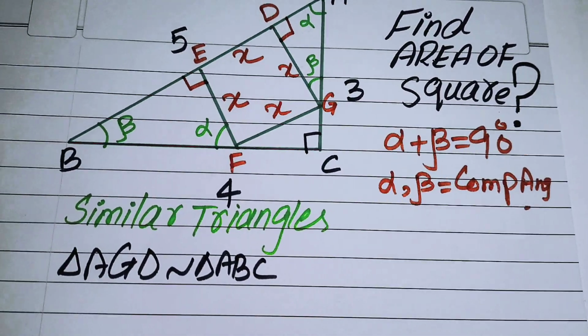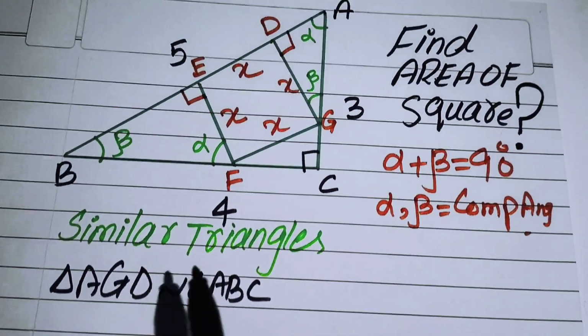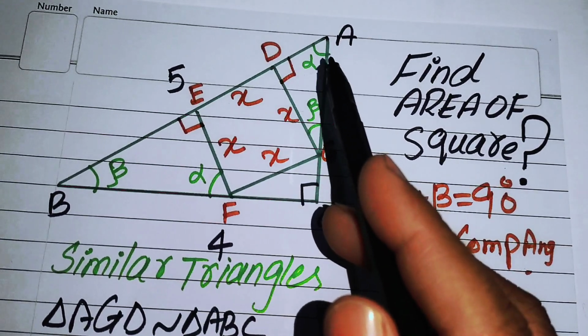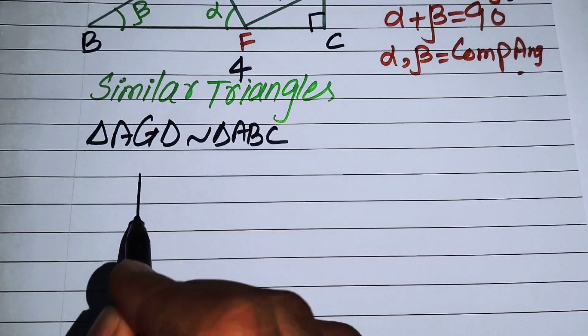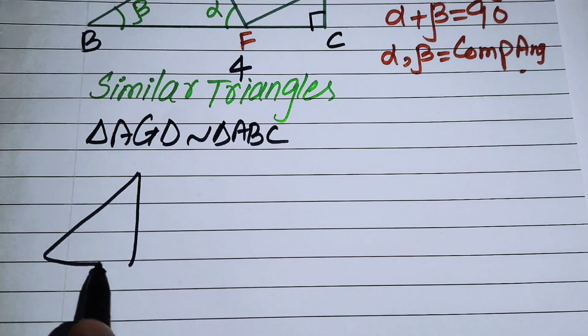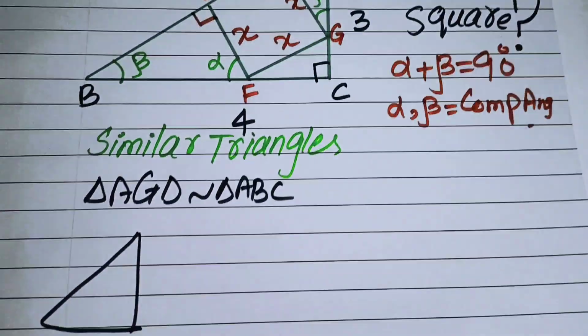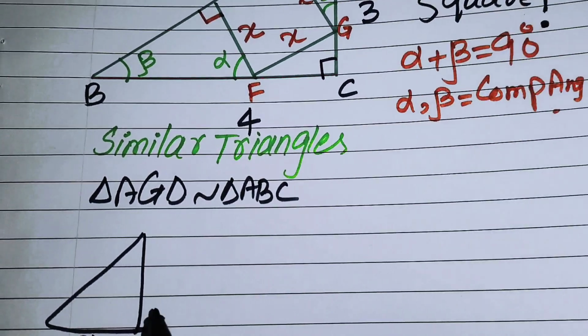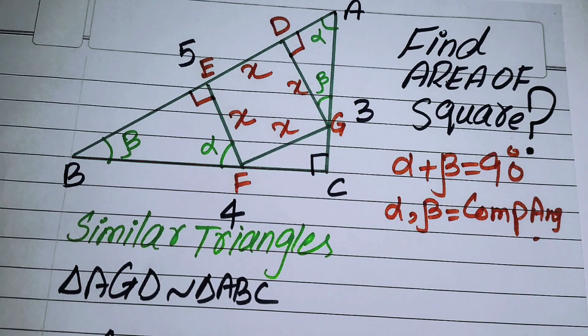Here we have the right triangle ADG, and if I draw this triangle again here, you see that the length of DG is x. So this length is x, and this is the right angle, or 90 degrees.